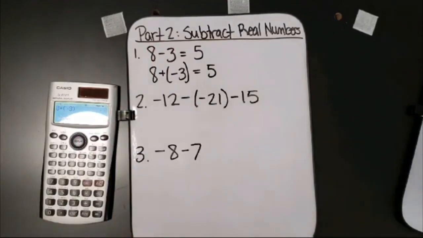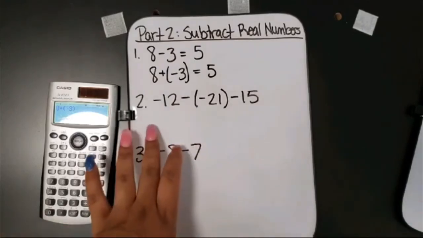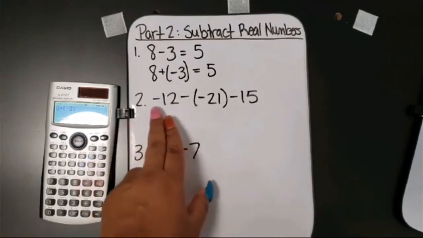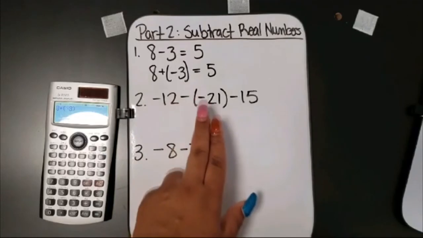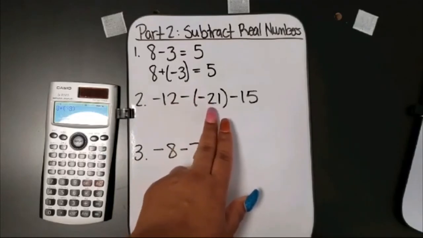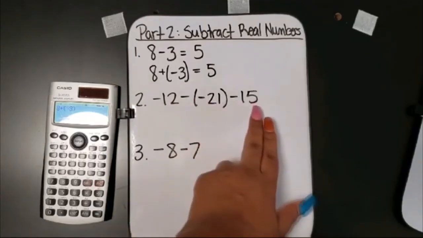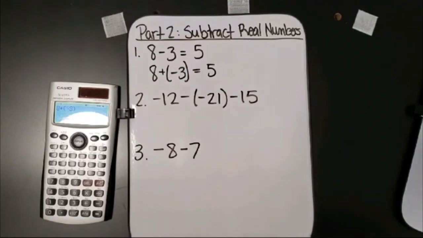So if that helps you think about it in a different way, maybe you didn't fully understand it and that helps you understand it a little bit, then that's a different way to look at it, okay? So let's look at number 2. We have negative 12 minus negative 21 minus 15, all right?